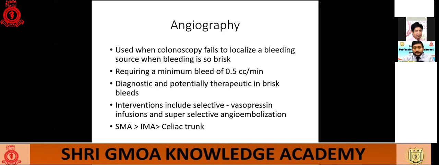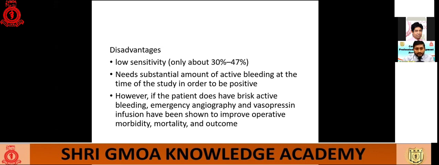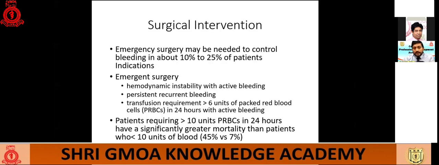Then a bit about angiography. To do a mesenteric angiography, the patient should be bleeding at least 0.5 cc per minute to localize the place of bleeding. The importance of mesenteric angiography is that you can identify where it bleeds, and at the same time you can put in coils or inject vasopressin and stop the bleeding source. Most commonly you start with the superior mesenteric artery, then you examine the inferior mesenteric artery, and lastly the celiac trunk. As I told you before, it has a low sensitivity, and it has significant morbidity as well.